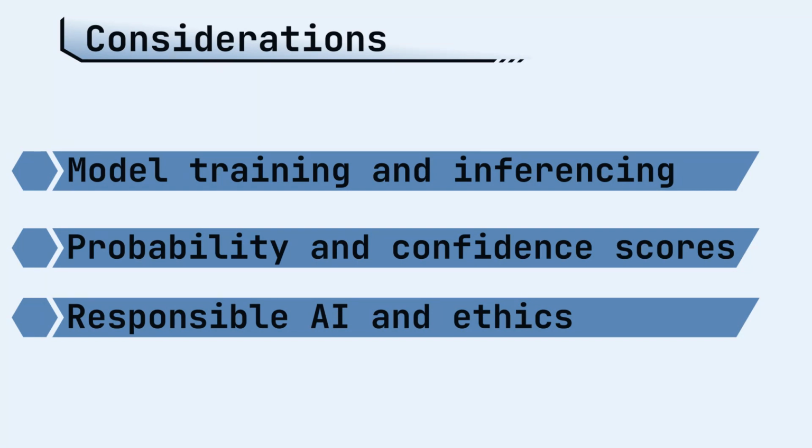Probability and confidence scores. A well-trained machine learning model can be accurate, but no predictive model is infallible. The predictions made by machine learning models are based on probability, and while software engineers don't require a deep mathematical understanding of probability theory, it's important to understand that predictions reflect statistical likelihood, not absolute truth.